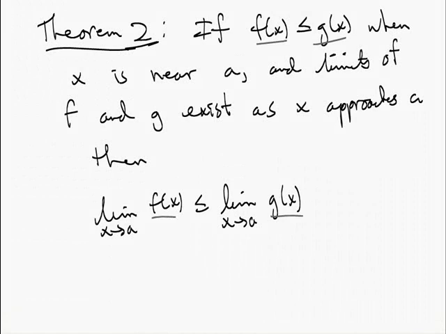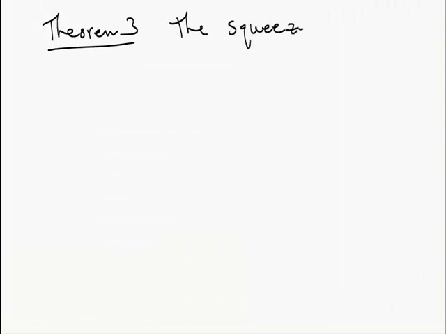Assuming those limits exist. And that leads us then into the final theorem and the final statement from this section, and that is a very important theorem called the squeeze theorem. It's Theorem 3 in your book. And the squeeze theorem basically says that if we can come at a function from both sides, then that thing's going to be stuck in the middle. So let's take a look at it.